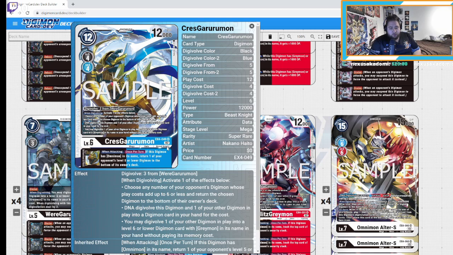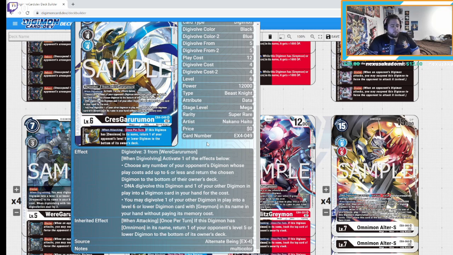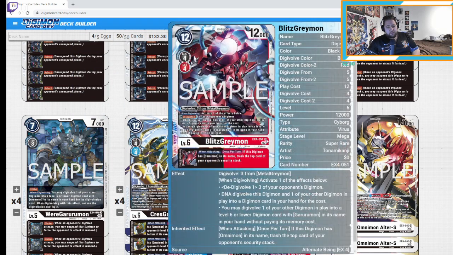When attacking once per turn, if this Digimon has Omnimon in its name, return one of your opponent's level 5 or lower Digimon to the bottom of your deck. So you can easily get rid of both if you in turn have a lot of memory, because you need to pay the evo cost as well. It is reduced, you get a little bit of memory back, but yeah, it's a little bit hard to get it. Your opponent is always at 3 or 4 if you do the whole evo 9 thing.